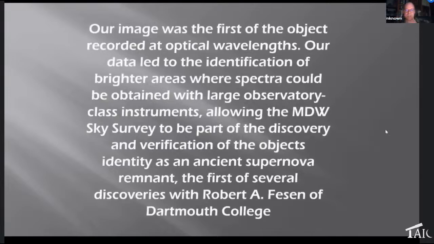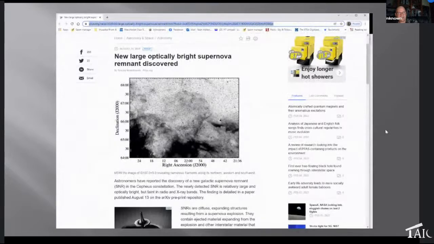Our image was the first to detect the object at optical wavelengths, and our data led to the identification of the brighter areas where spectra could be obtained with large observatory-class instruments, allowing our survey to be part of the discovery and verification process of these objects. It was the first of several discoveries by Robert Fesen at Dartmouth College, who brought us in to help identify some of these objects. Here's the paper that was published on this one.